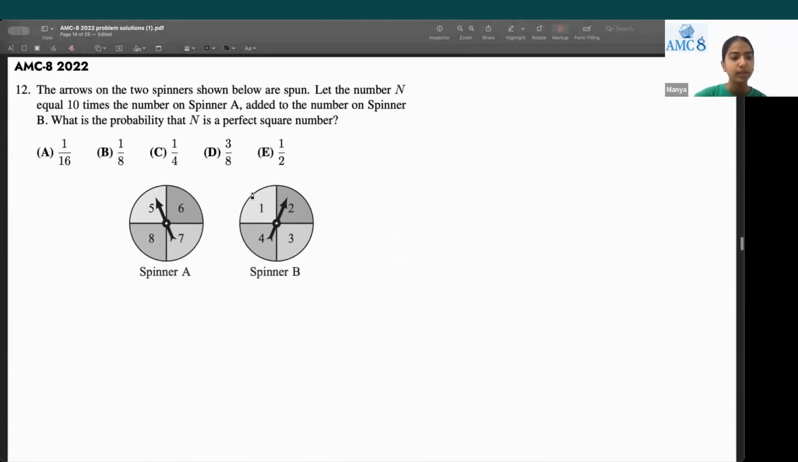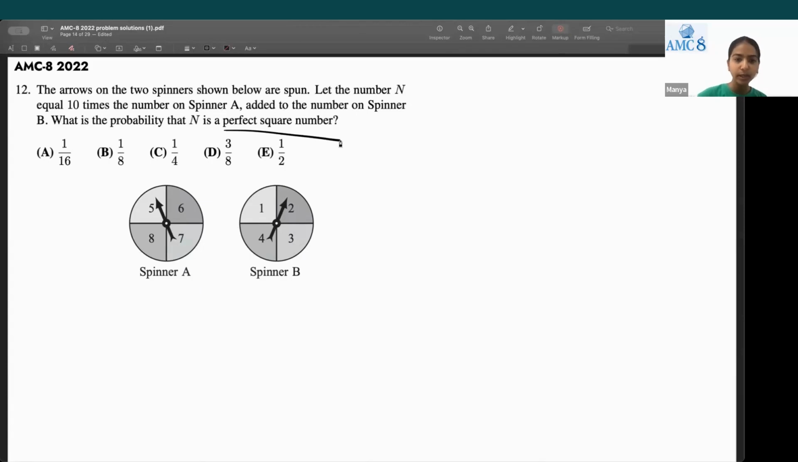Problem number 12. The arrows of 2 spinners shown below are spun. Let the number n equal 10 times the number on spinner A, this is spinner A, and add it to the number on spinner B. What is the probability that n is a perfect square number?